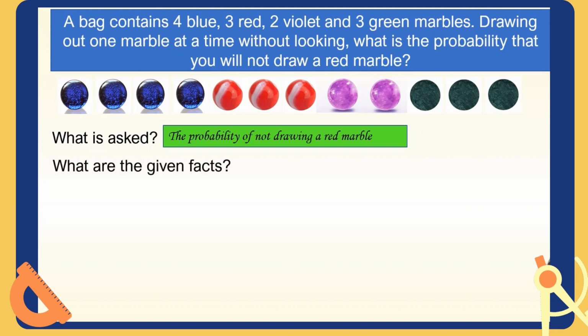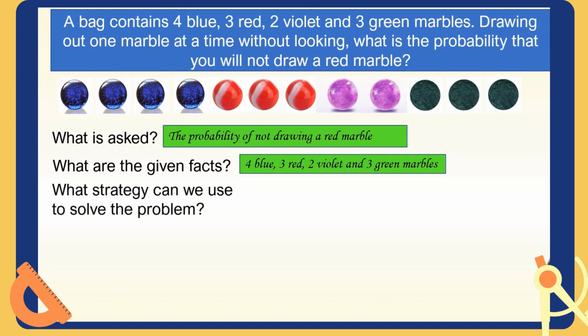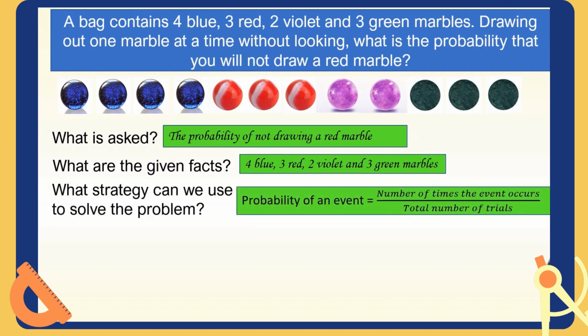Okay. So, what are the given facts? So, the given facts are we have 4 blue, 3 red, 2 violet, and 3 green marbles. Then, what strategy can we use to solve the problem? Siyempre, using the probability of an event, number of times the event occurs over the total number of trials. So, ibig sabihin yung number of times the event occurs, kung ilang beses ito mabubunot, and then yung total number of trials, kung ilang beses mo ito ginawa. Okay? So, let us solve.